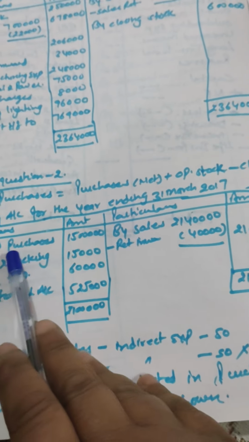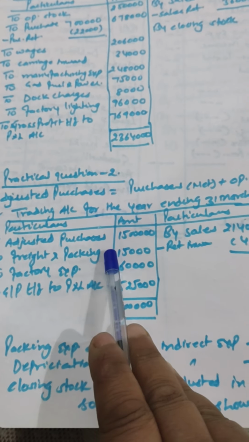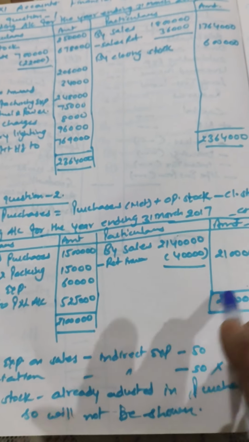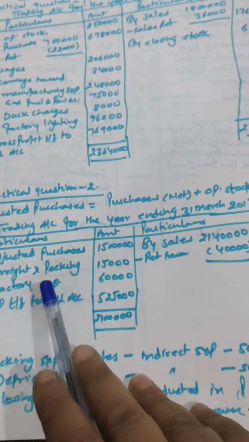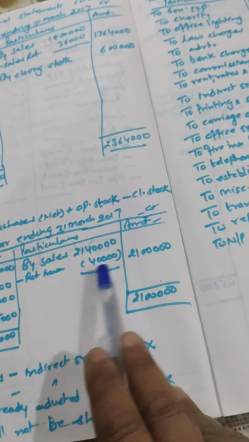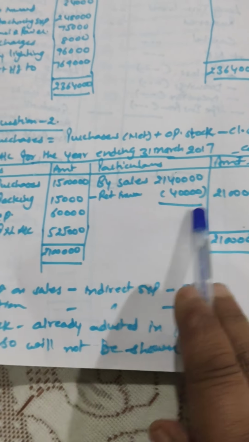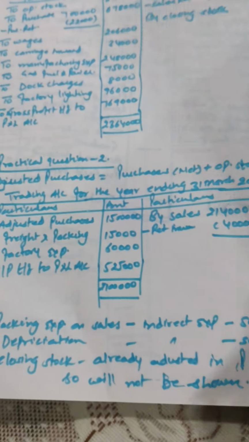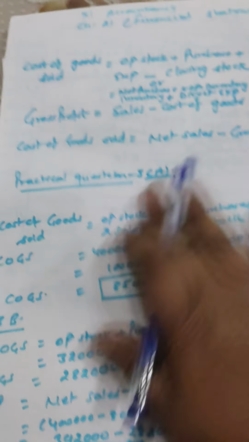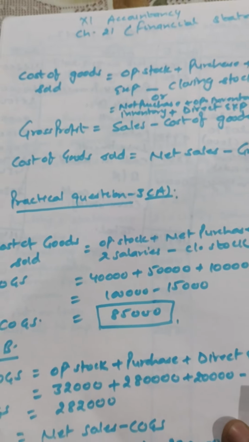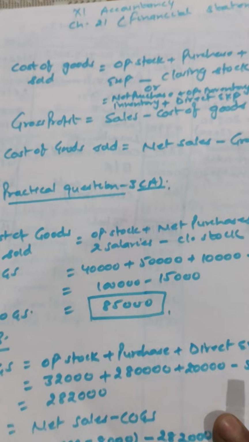Now while solving question number 2, only adjusted purchases we will write here. As closing stock is also given, it will not be written this side. Rest of the items, freight and packing, factory expenses, sales and sales return will be entered over here, and the difference will be written as 5,25,000 gross profit. Now after that there are a few formulas, like how to calculate cost of goods sold.